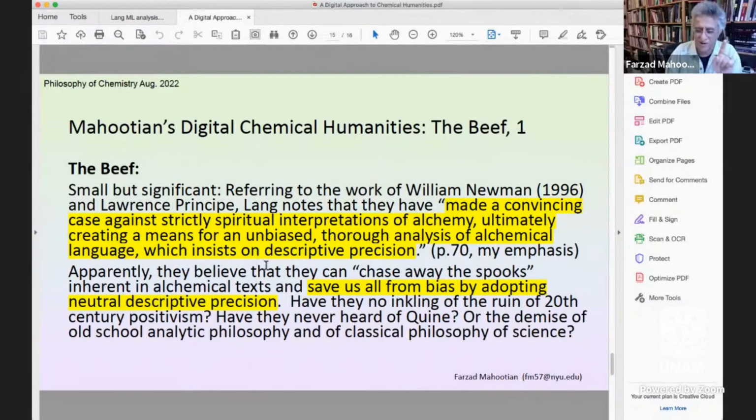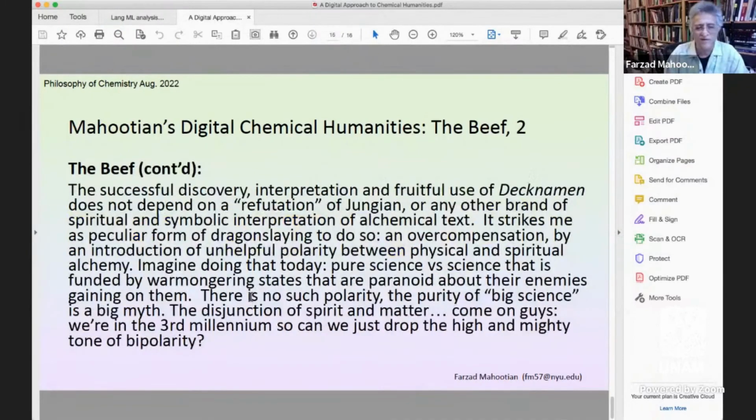And this is just a small thing. It may be a simple slip, and I'm not really going to worry about it too much. But my bigger beef is with Newman's article, the famous article where he says there's a decknamen here. And if we find the decknamen, we can decode any alchemical text. And Sarah Lang has indeed done this with some books of John Dee and John Dee's father. So this is something that does work.